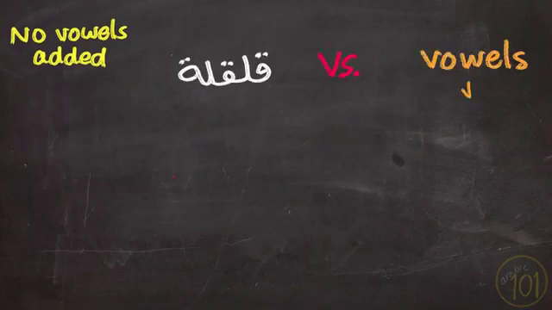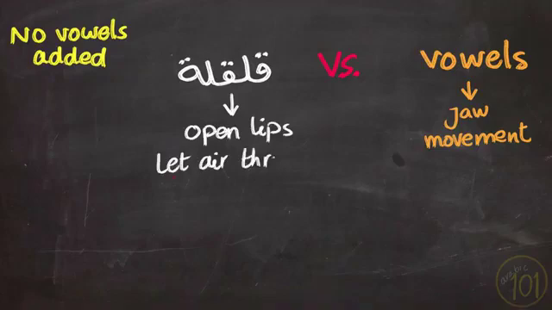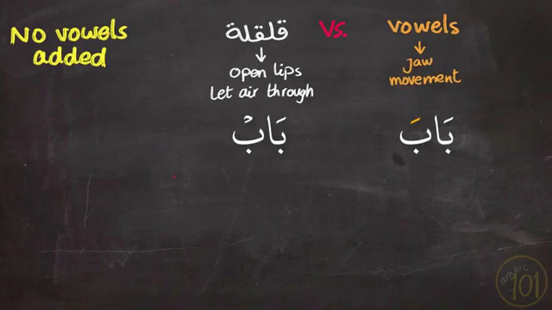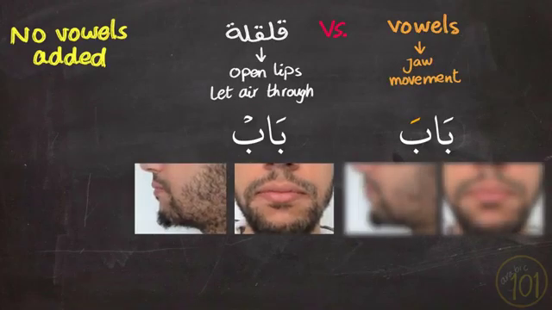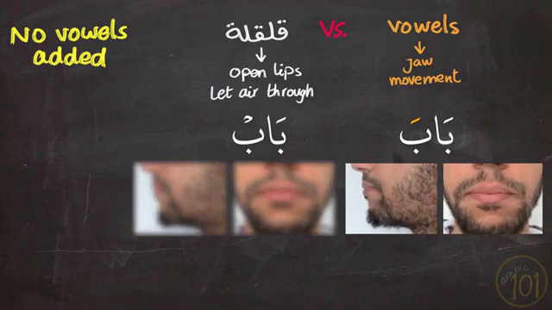When you apply a vowel, you have to open your jaws more to perform the vowel, whether that is fatha, dhamma, or kasra. However, with qalqala, there is no jaw movement at all. All what you need to do is open up your lips and you let the air through. And the difference between the two should be like the difference between these two words. Bab, bab, baba, baba.